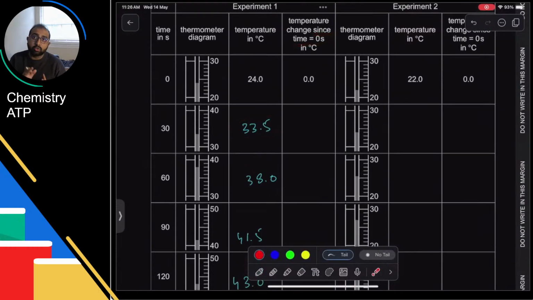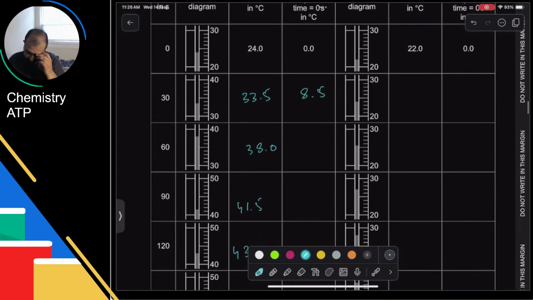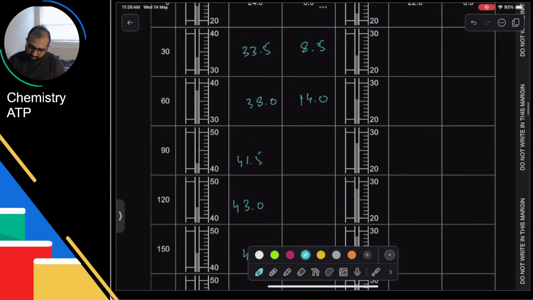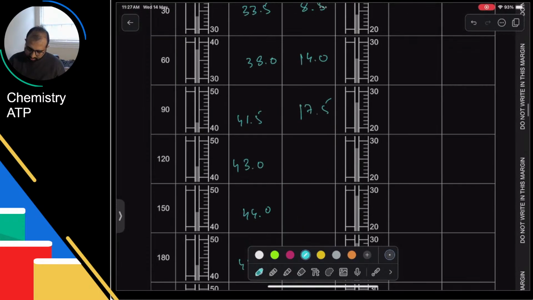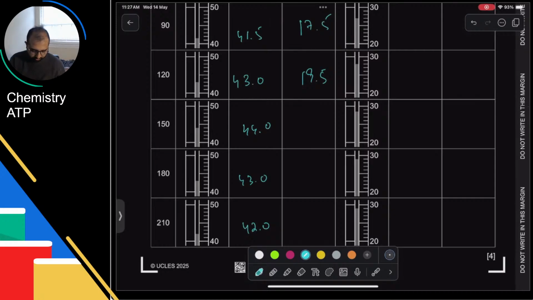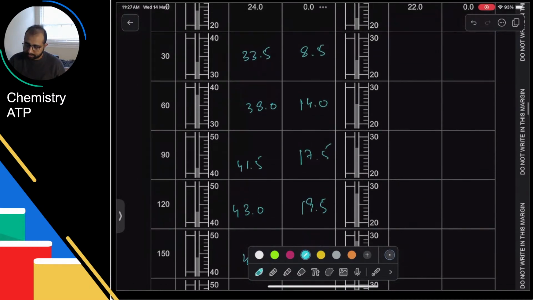Okay, so temperature change is basically that you're subtracting this value, and because they're saying since time is equal to 0, you're subtracting 24 from every one of them. So it's 8.5. This is, I guess, 38 minus 24. What is it? 14.0. Okay, I'm just gonna pick that calculator, whatever. Okay, so 41.5 minus 24. So 17.5, and this one is 19.5, and this one is 44 minus 24, 20, and this one is 19, and this one is 18. Okay, so you can clearly see the temperature is falling as well.